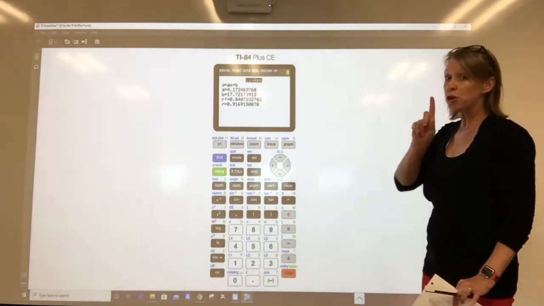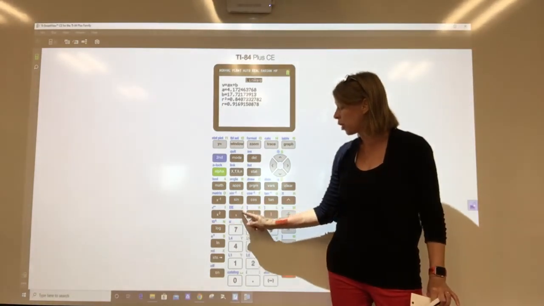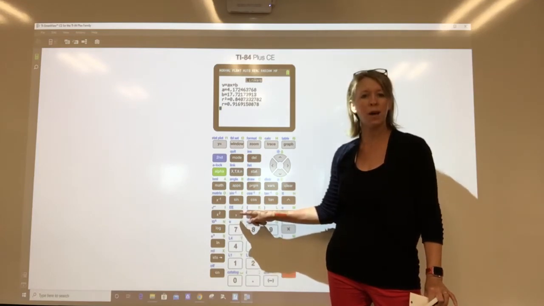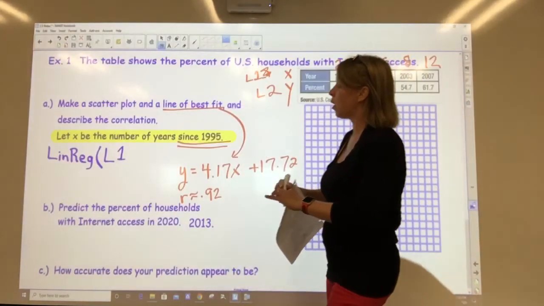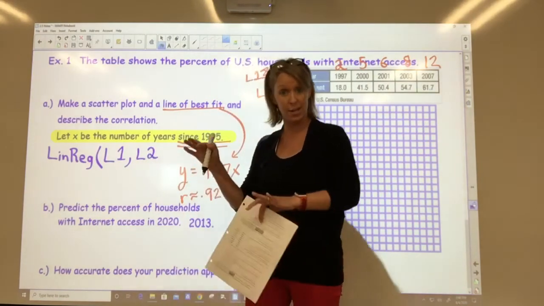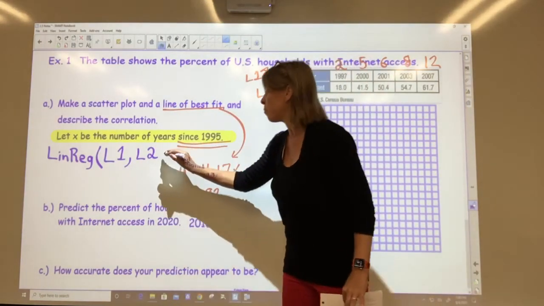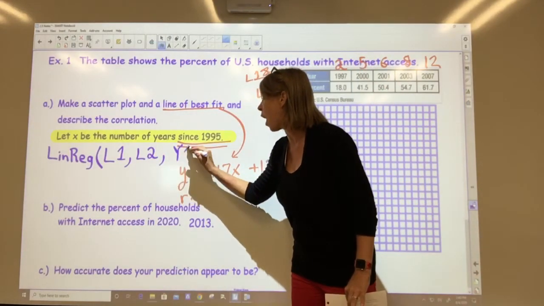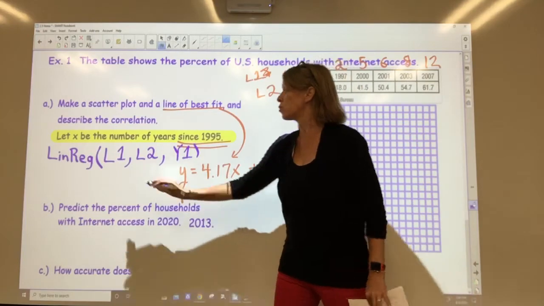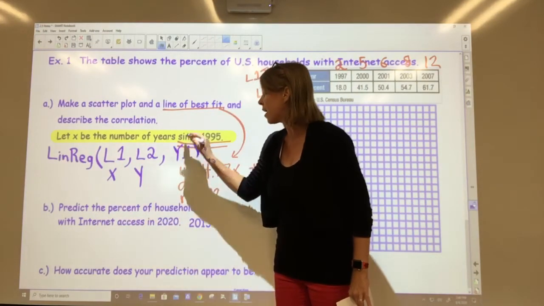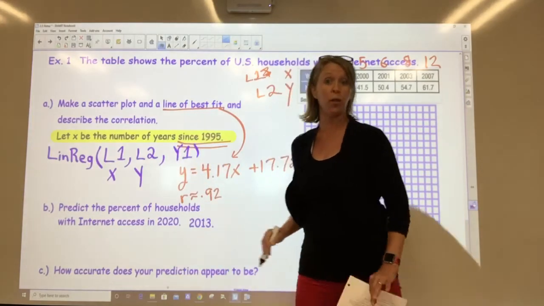Okay? After you have L1, you need to put a comma. The comma is right above the number 7 button. So you're going to do L1, comma, L2, so you're going to hit second and the number 2, put another comma after that, and then you're going to put the y1 variable there. So you're telling it, this is where I put the x's and the y's, and this is where I want you to put the equation.